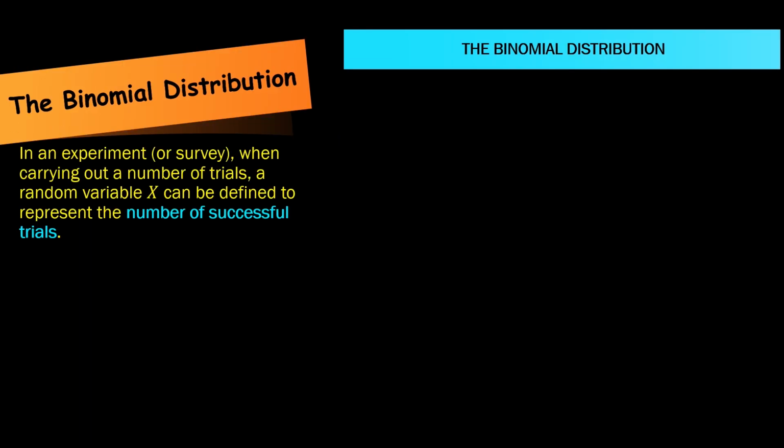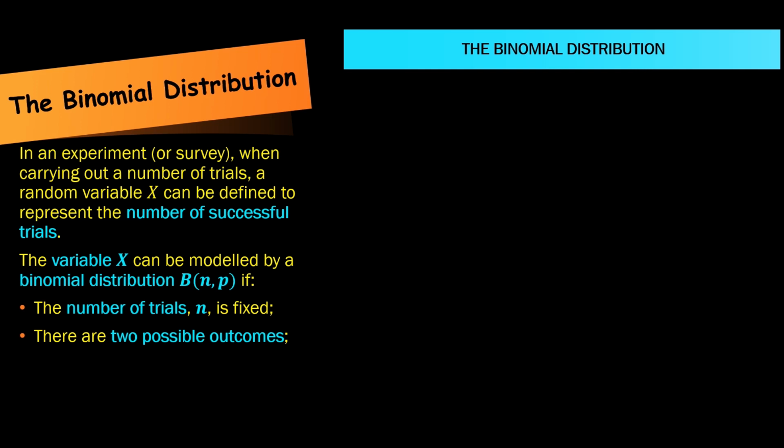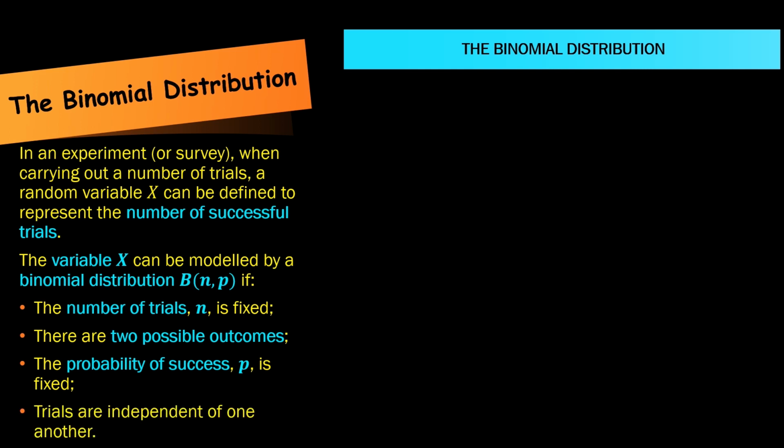In an experiment or survey, when carrying out a number of trials, a random variable x can be defined to represent the number of successful trials. The variable x can be modelled by a binomial distribution b(n, p) if the number of trials n is fixed, there are two possible outcomes, the probability of success p is fixed, and trials are independent of one another.